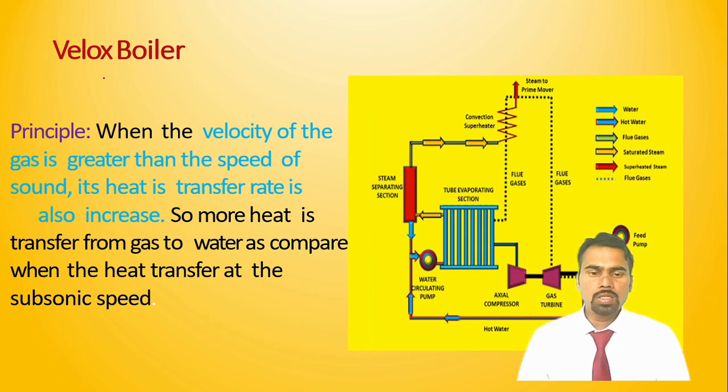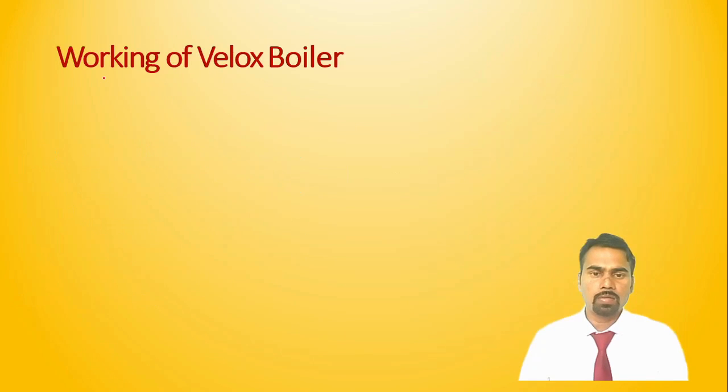If you see in this diagram, this arrangement is somewhat horizontal type. Horizontal type means components are arranged in a horizontal manner, not in a vertical manner as compared to other types of boiler, for example the Bunsen boiler, Lemon boiler. All these types of boilers are somewhat vertical type, but here it is a horizontal arrangement. Now we'll see its construction and working. Velox boiler.